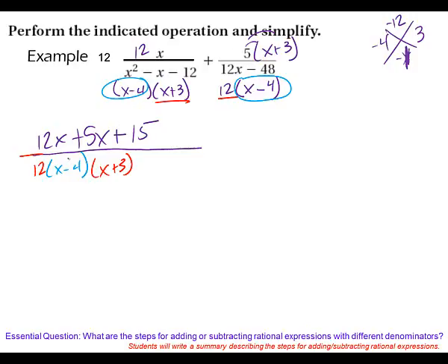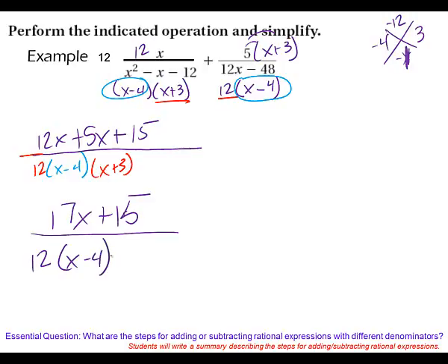So, let's go ahead and combine like terms on the top. What's 12x plus 5x? 17x. 17x plus 15. And then the denominator we leave just the way it looks. 12 times x minus 4 times x plus 3. Is there anything I can factor out of the numerator that would cancel? No. All right, so this is our good final answer.